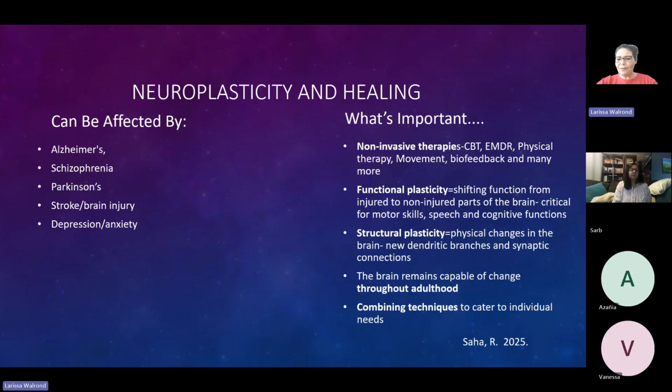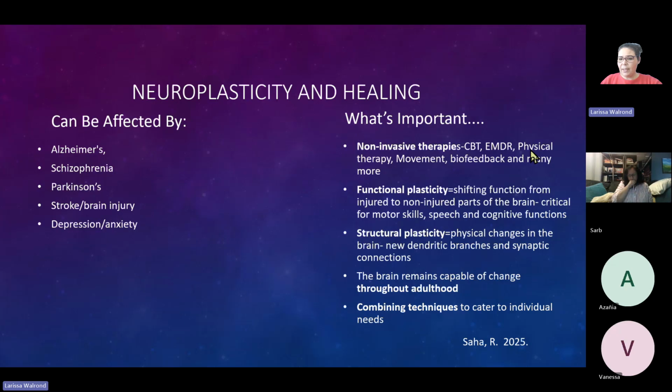So the important thing for me is that there are non-invasive ways. There are other invasive ways, but we're talking more about the non-invasive way. There's a whole list of them here. You can see that was mentioned again just in this one research paper. So CBT, EMDR, movement, biofeedback, and so many more. There's a whole toolkit that's available for non-invasive therapies for managing these kinds of symptoms.